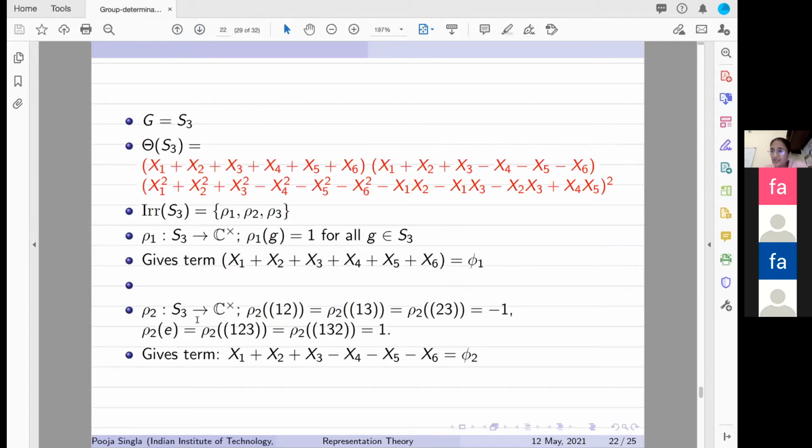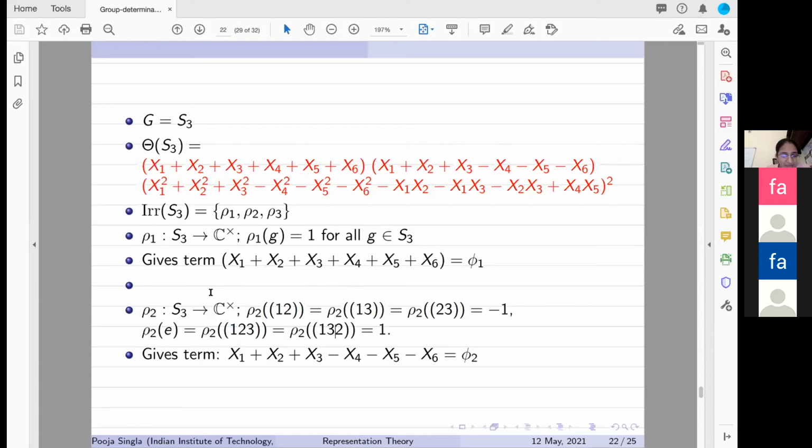Now let's write another, rho 2. Rho 2 is a group homomorphism of S3, which we call the sign representation. You must have seen that. What it does is it takes transpositions to -1, the identity goes to 1, and the 3-cycles go to 1. This is again a group homomorphism.